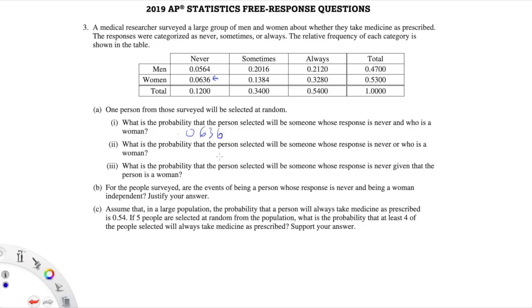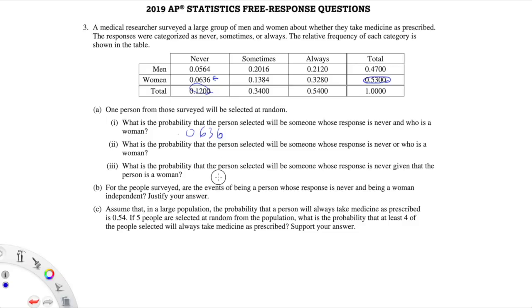Next one says, what is the probability that a person selected will be someone whose response is never or who is a woman? Sorry, the emphasis should be on the or. Never or is a woman. So that's going to be either that they're never, or that they're a woman. So you got to add these two. But if you notice that both the total here and the total here take this square right here into consideration, so you got to subtract that out once.